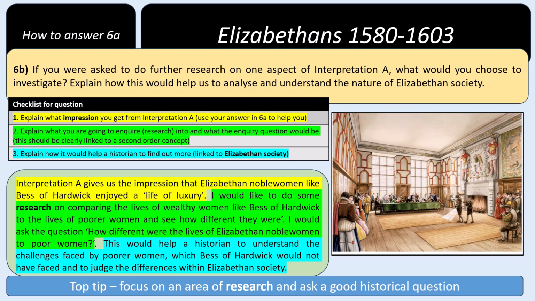Then the last bit: this would help a historian to understand the challenges faced by poorer women, which Bess of Hardwick would not have faced, and to judge the differences within Elizabethan society. And note that we link to Elizabethan society because that's what the question asks us to do. So top tip, make sure you are focusing on an area of further research and asking a good historical question.